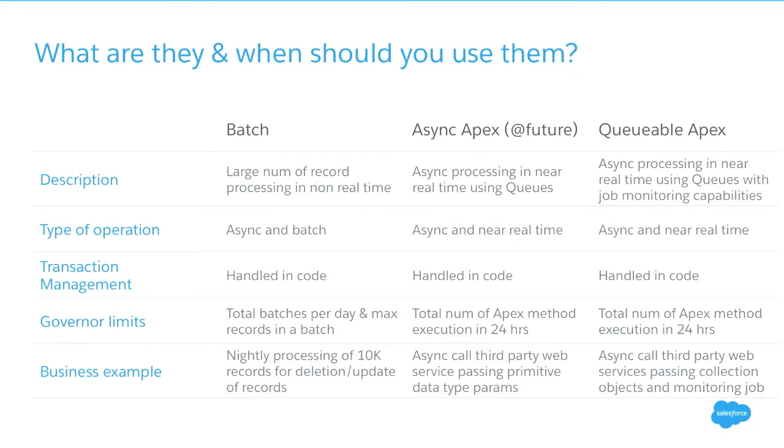So basically, batch is meant for a large number of records being processed, and not in real time. Think about wanting to operate on the millions of accounts and contacts that you have in your org.